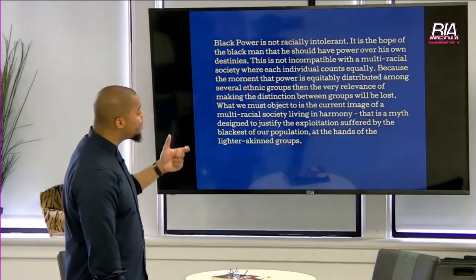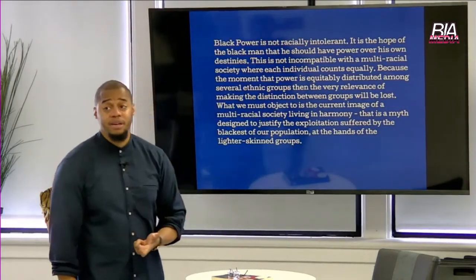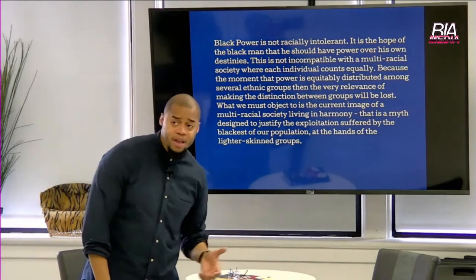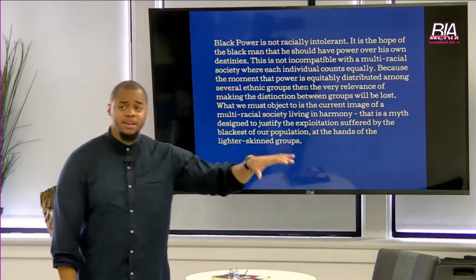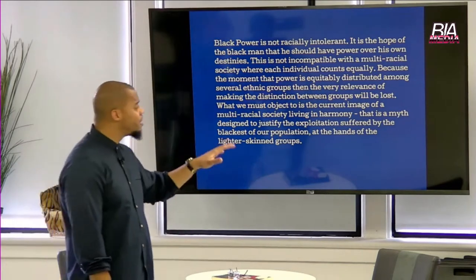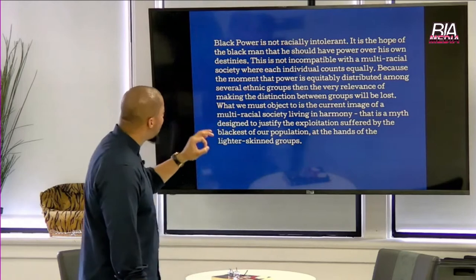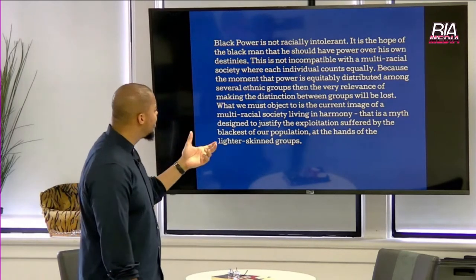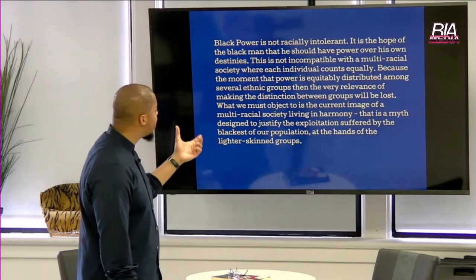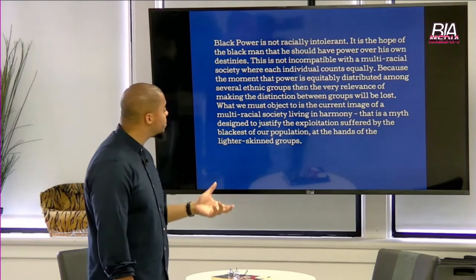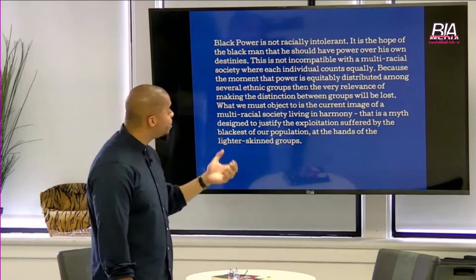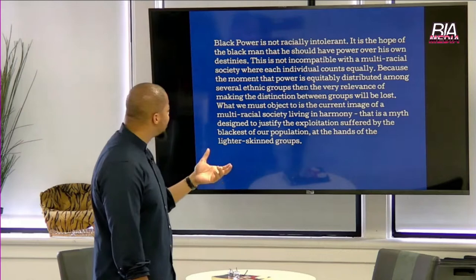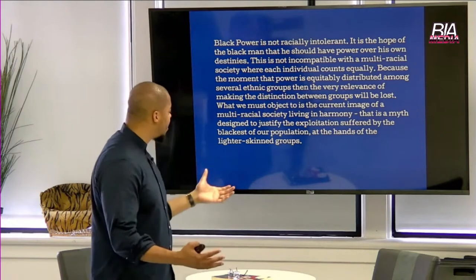He said, black power is not racially intolerant. He wanted to make that clear, because a lot of people think, well, if you say black power, that means you want to hurt white people, you want to attack white people. He said, no, black power is not about that. We're not racially intolerant. It is the hope of the black man that he should have power over his own destinies. This is not incompatible with a multiracial society where each individual counts equally. Because the moment that power is equally distributed among several ethnic groups, then the very relevance of making the distinction between groups will be lost.